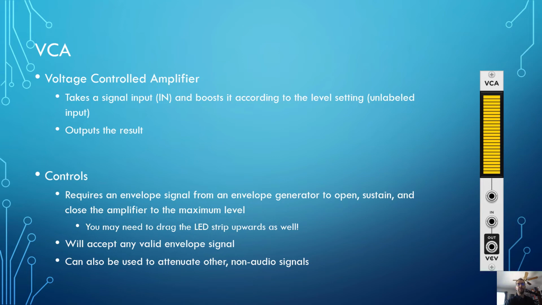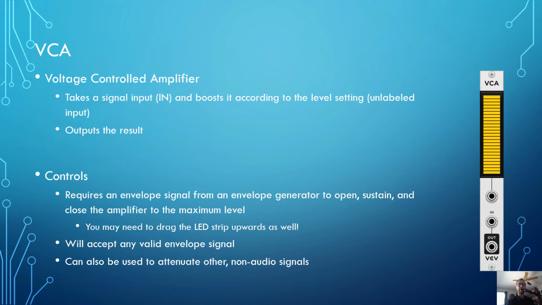The VCA is the amplifier, specifically a voltage-controlled amplifier. It takes an audio signal or a control voltage signal in the input and boosts it according to the level setting, which is the unlabeled input. Typically, that is going to be controlled by the output of an envelope generator like the ADSR. Then the output is that control. So this allows you to take a constant droning oscillator synth sound, plug it into the input, and then use the ADSR to control when the note plays, how long it plays, and when it stops.